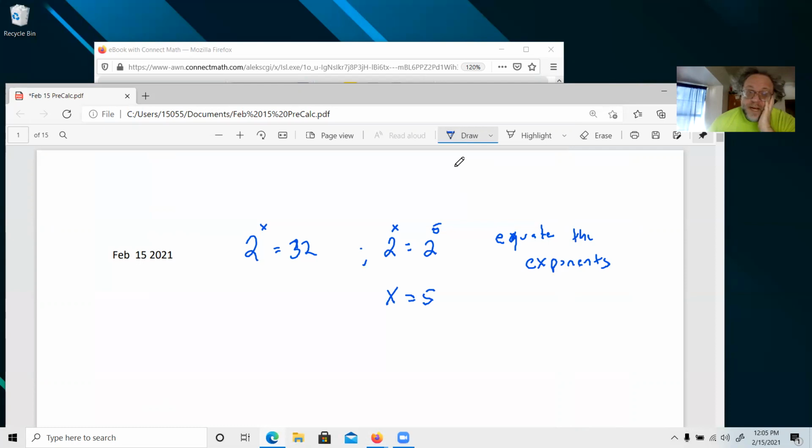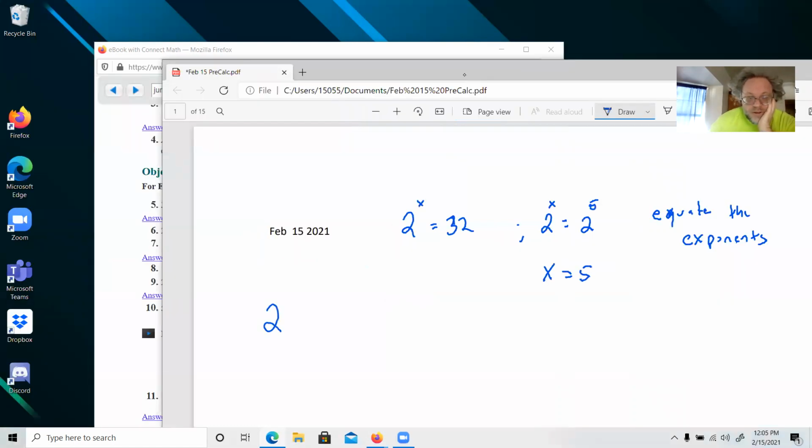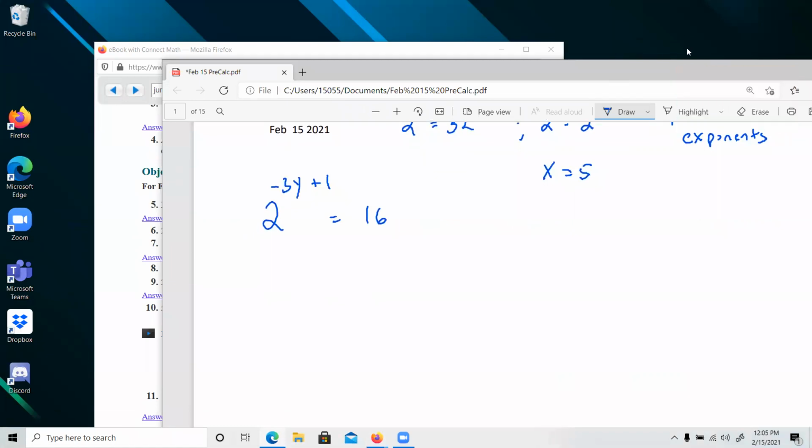They start being a little bit tricky with this stuff. Like number 9 says 2 to the negative 3y plus 1. So we have 2 to the negative 3y plus 1 is equal to 16. What we're going to do is take this 16 and say this is 2 to the 4th.